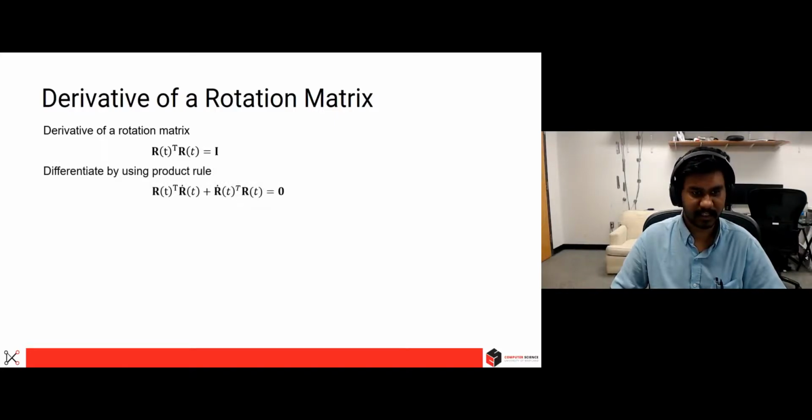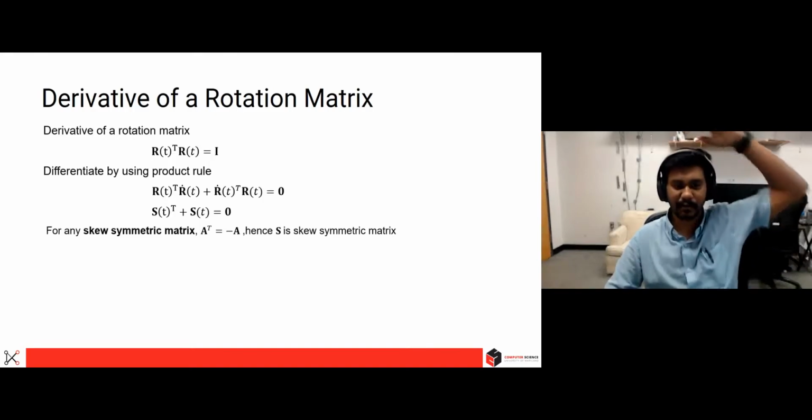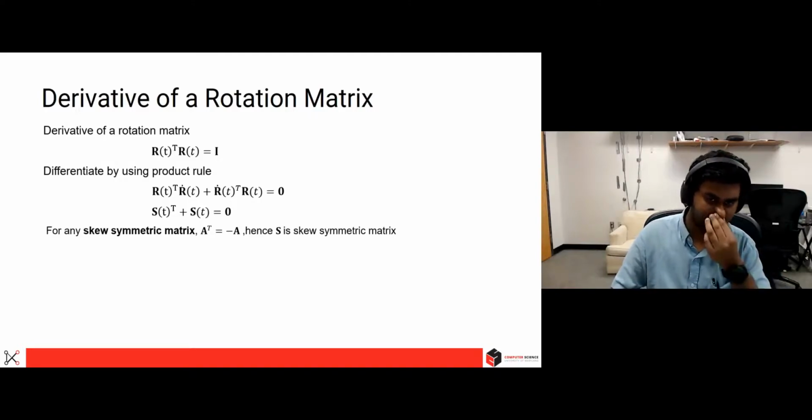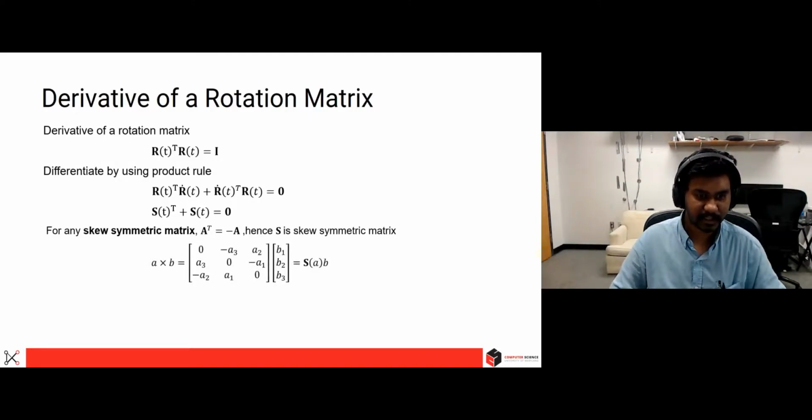And we differentiate this by using the product rule, which gives R transpose R dot plus R dot transpose R is equal to 0, because the derivative of identity is 0. And now we can denote R transpose R dot as S transpose, or in other words, R dot transpose R as S. Thing to note here is that for any skew symmetric matrix, A transpose is minus A. We know that S is a skew symmetric matrix, so this would satisfy the same properties.